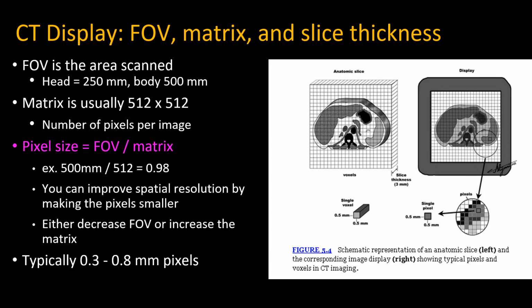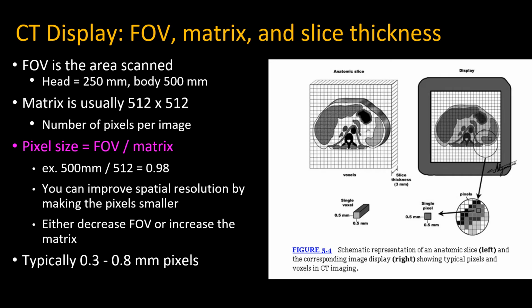Field of view is the area scanned. Typically for the head, it's around 250 millimeters. For the body, around 500 millimeters. And the matrix that we use is usually 512 by 512. That's the number of pixels per image. So pixel size is the field of view over the matrix.